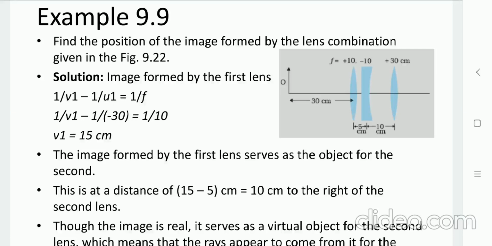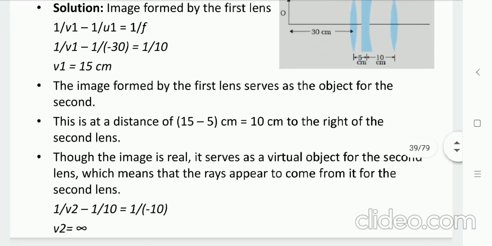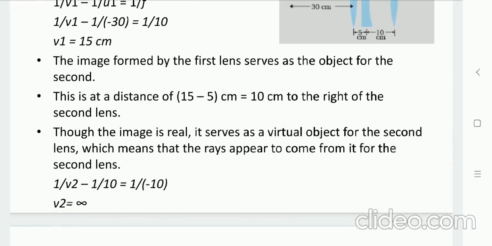So here we take 1 upon V2 minus 1 upon U2, where U2 is 10 centimeter, we calculated 15 minus 5, equal to 1 upon F, and F, the focal length of the second lens, is minus 10. By solving it, we get V2 equal to infinity. So infinity means the image is generated by the second lens at infinite distance.